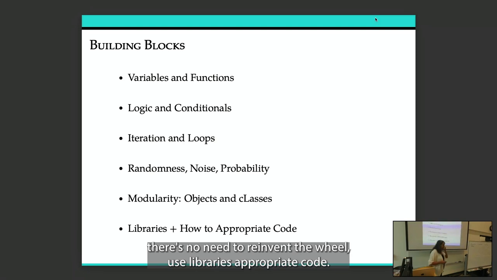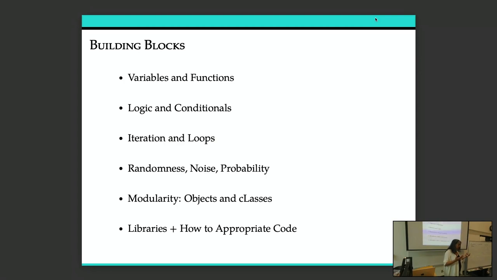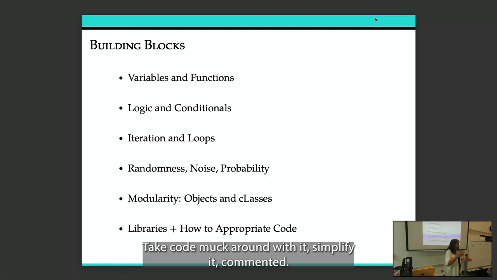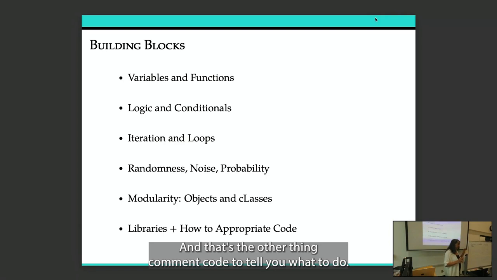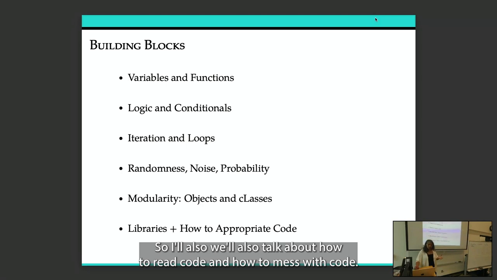Use libraries, appropriate code. And actually, I would say the best way to program anymore, especially since ChatGPT will write programs for you, is to learn to read code and simplify it first. Don't try to write your own code. Take code, muck around with it, simplify it, comment it. And that's the other thing. Comment code to tell you what to do. Do not over-comment it so that you drown in all the comments and you don't see the actual thing. So we'll also talk about how to read code and how to mess with code.